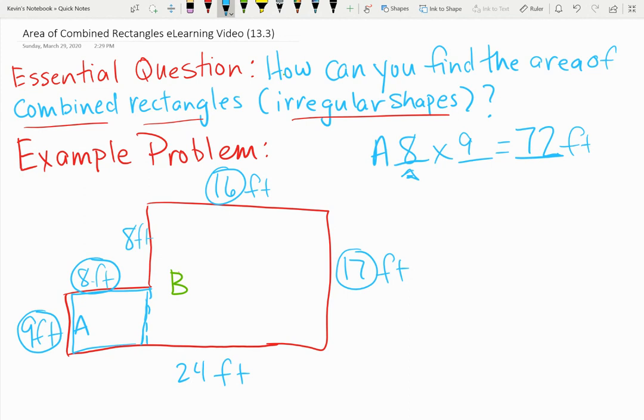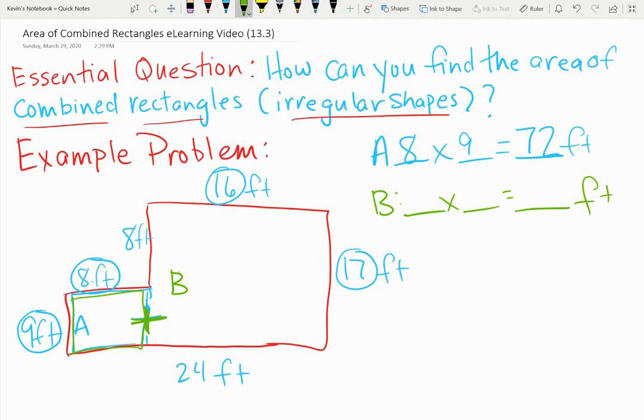Now, we are only half, 50% done with the problem. Remember, you're going to have to put a big plus sign here, you're going to add your area of box A and box B. So let's look at our length and width or base and height for box B. So length times width equals an unknown amount of feet.